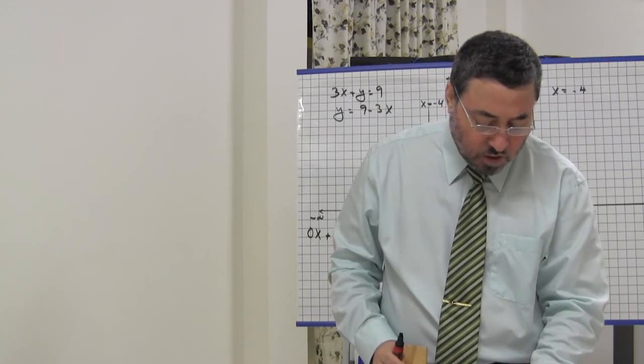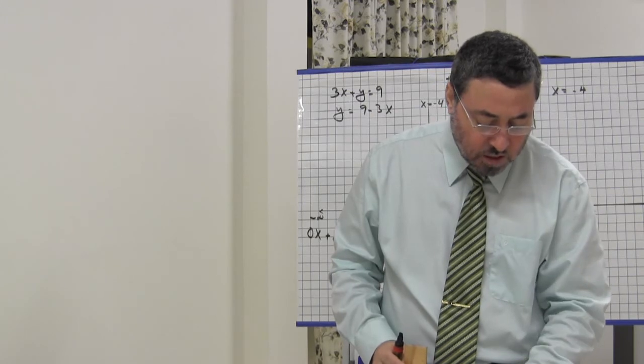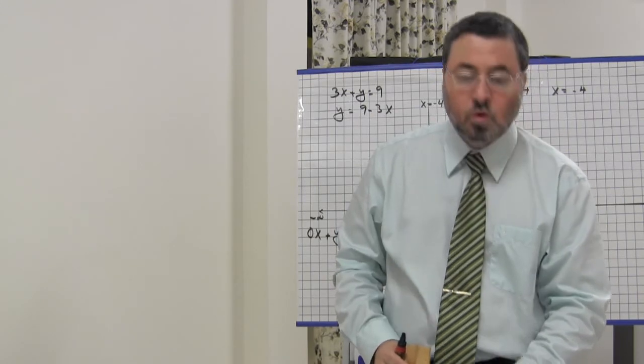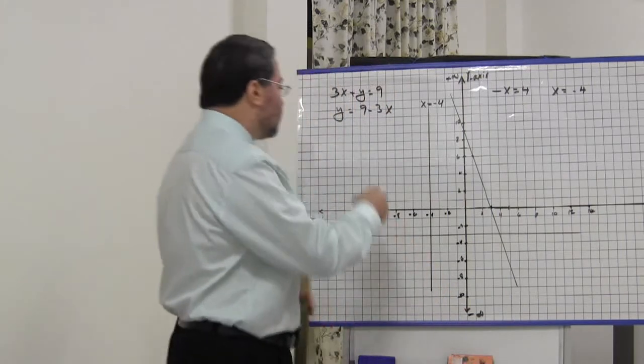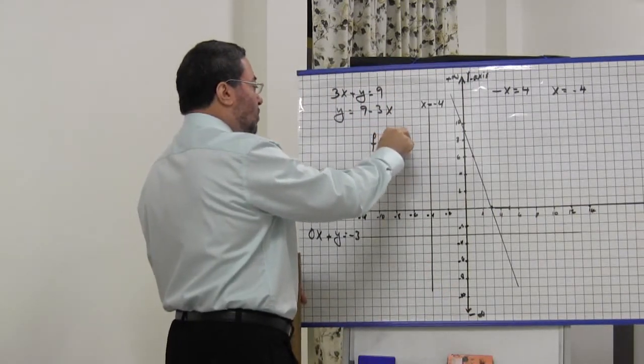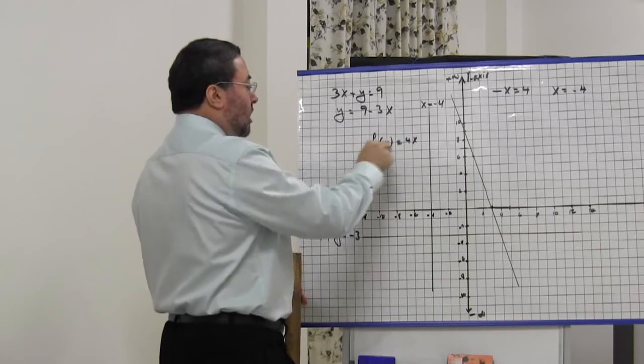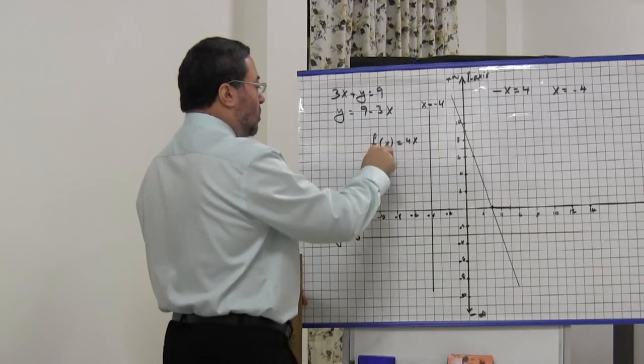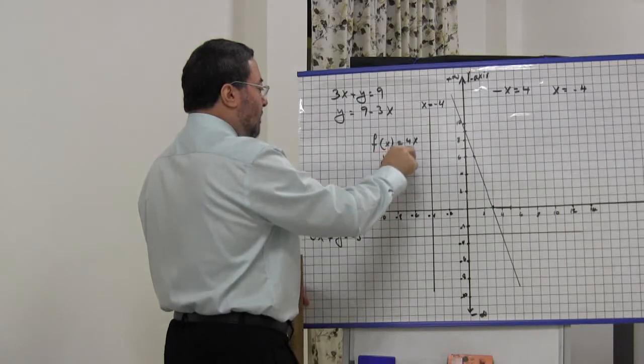Now, as for number 29, graph each function. Here they say f of x equals 4x. You can simply replace f of x with y, and now you graph this function.